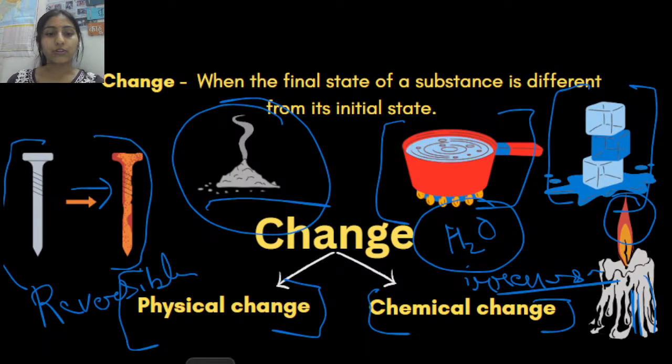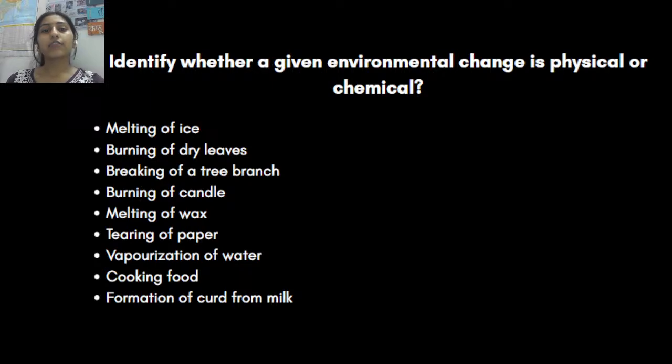Okay, so here are a few processes or activities. We have to identify whether the environmental change is a physical change or a chemical change. So first is melting of ice. As we discussed previously, melting of ice is a physical change, right?